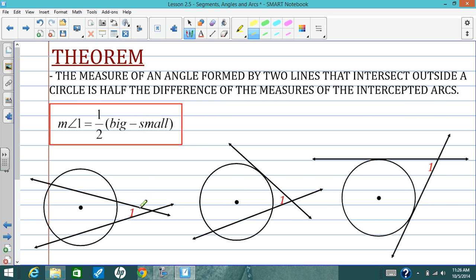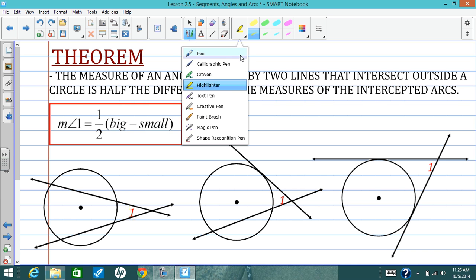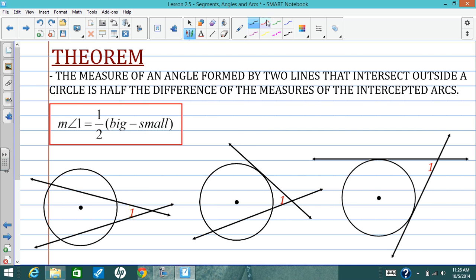And in all of those, we're going to have an angle that's formed, and we're going to call that angle 1. I'm going to show you in red. So in each of these, the two lines form an angle outside of the circle there. And we're just going to call it angle 1 in this case. It might be named something different depending on which problem you're doing.